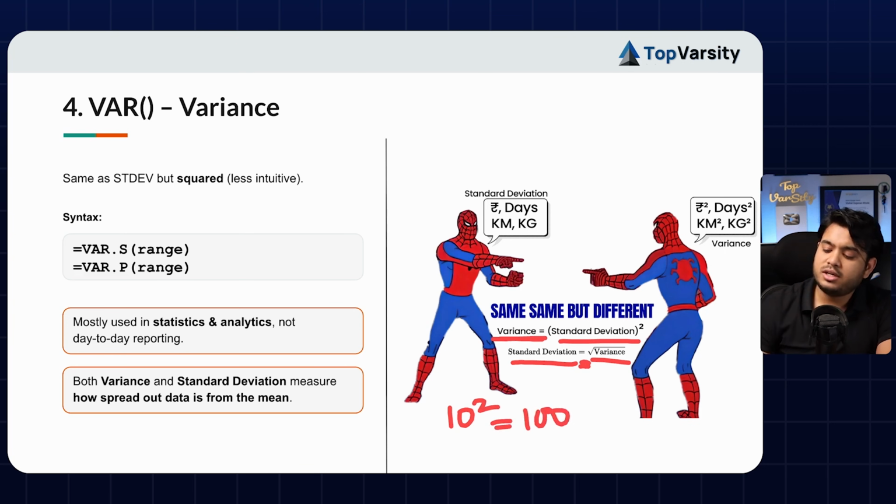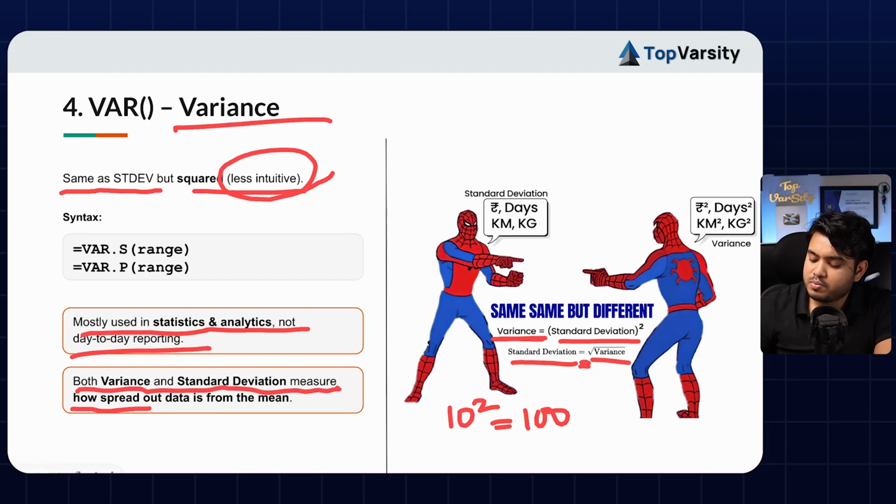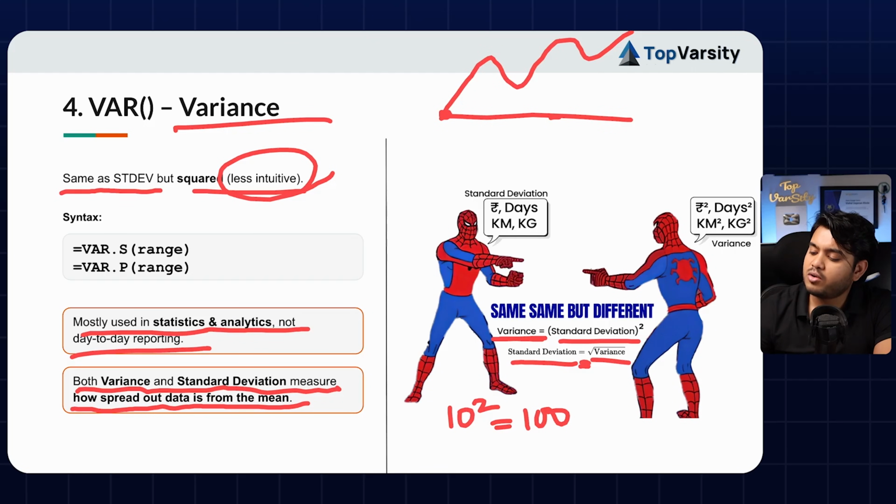Usually we will not use variance because it is the same as standard deviation but squared and less intuitive. It is mostly used in statistics and analytics, not day-to-day reporting, because it squares the values. Both variance and standard deviation measure how spread out data is from the mean. For example, you have this line and it calculates how far your outliers are from the average.